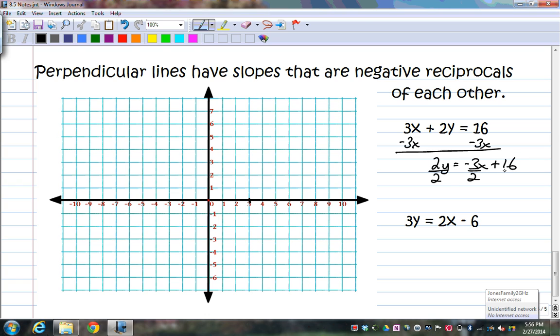Divide every term by 2. Y is equal to a negative 3/2 x, and this is plus 8. So I go up to 8 and make a point. And then that means I'm going to use down 3 and right 2. Down 3, right 2. Down 3, right 2. Down 3, right 2.